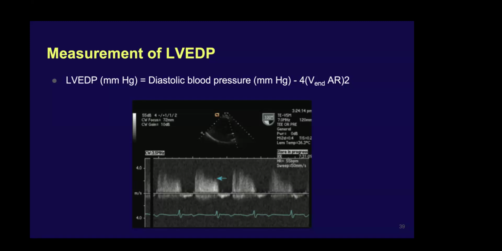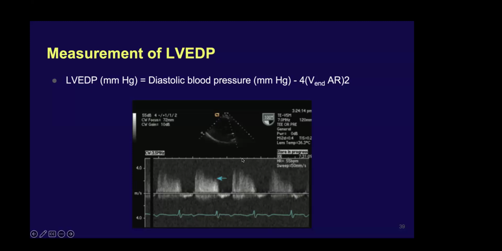Thank you for that point. Also, if we take the E by E prime ratio, if it is more than 14, it indicates that the pulmonary artery wedge pressure is greater than 15. And we think that pulmonary artery wedge pressure is the same as LAP and LAP is the same as LVEDP.